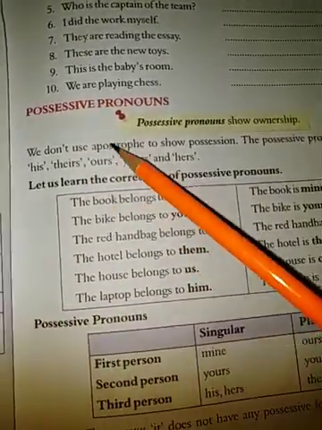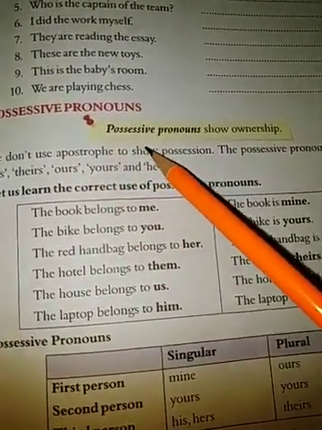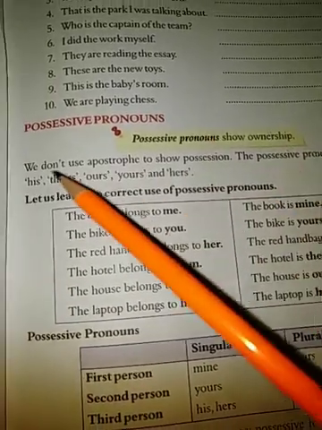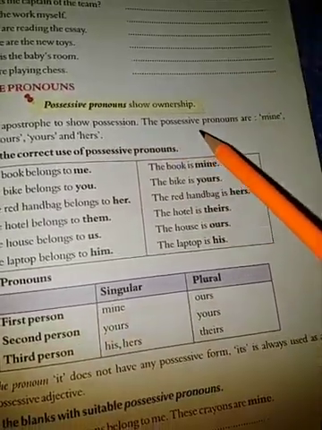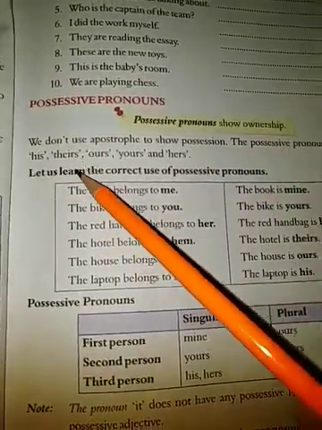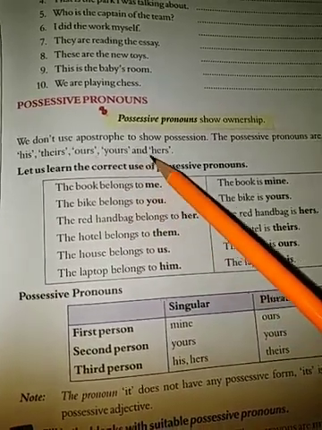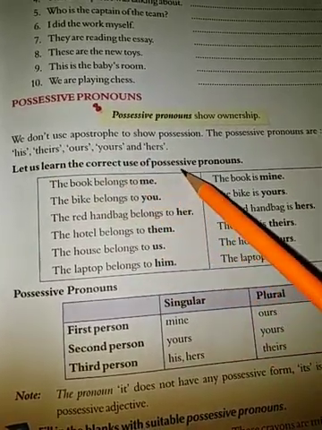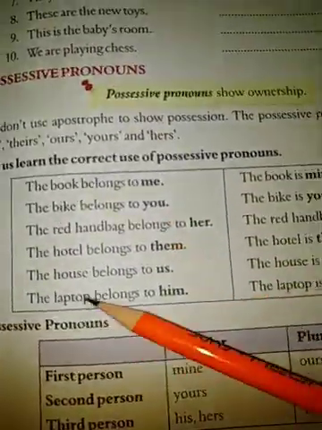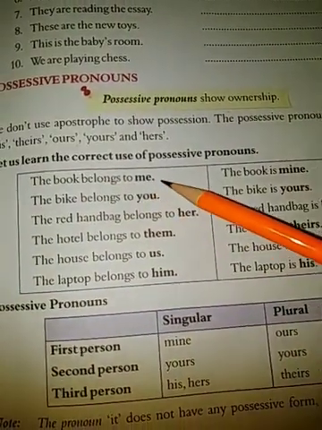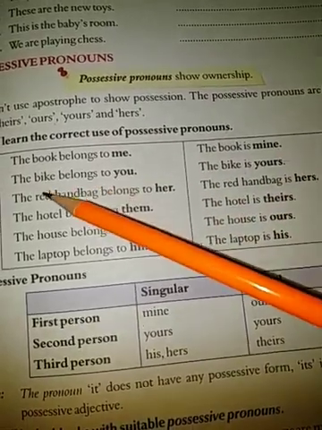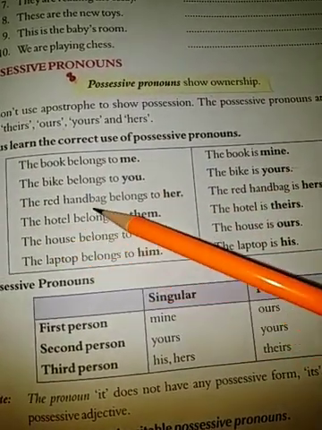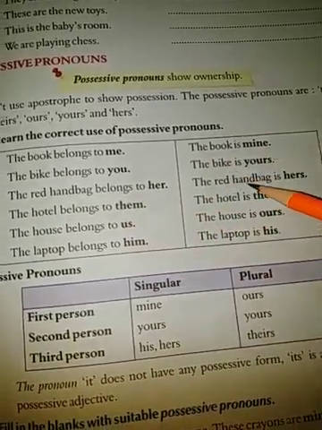Now move to the next, possessive pronoun. Possessive pronouns show ownership. We don't use an apostrophe to show possession. The possessive pronouns are mine, his, theirs, ours, yours, and hers. Let us learn the correct use of possessive pronouns. The book belongs to me. The book is mine. The bike belongs to you. The bike is yours. The red handbag belongs to her. The red handbag is hers.